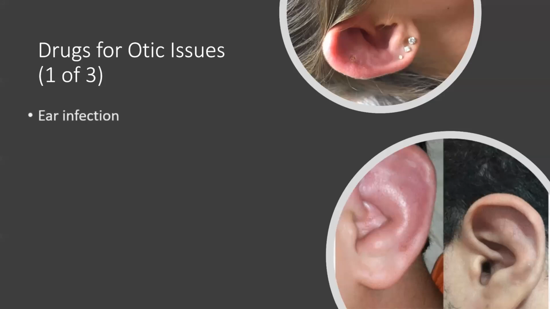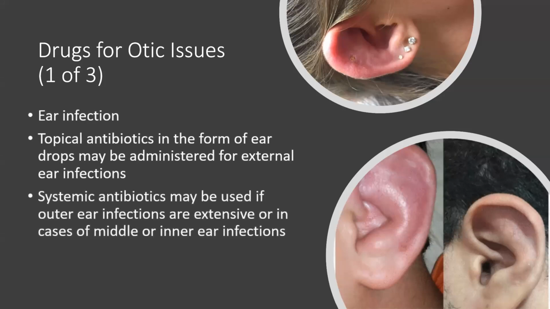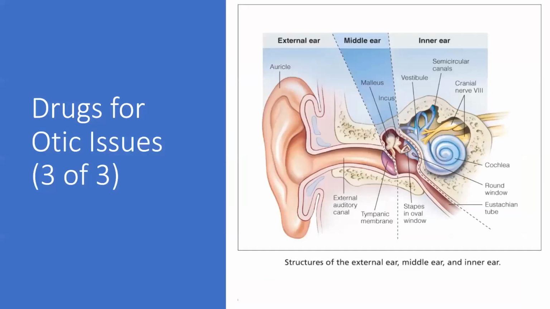So for drugs for otic issues, for ear infection, topical antibiotics in the form of ear drops may be administered for external ear infections. Systemic antibiotics may be used if the outer ear infections are extensive or in cases of middle or inner ear infections, along with medications for pain, edema, and itching. For ear inflammation, we use glucocorticoids, which are often combined with antibiotics or other drugs when inflammation is present. For earwax removal, we can use mineral oil or earwax softeners.